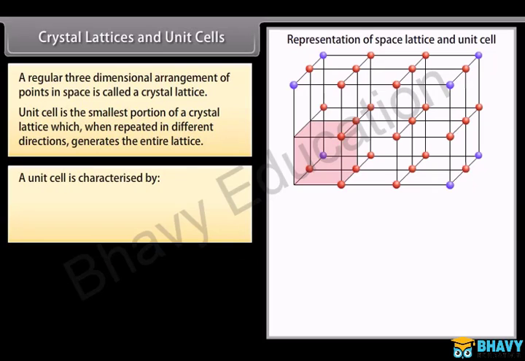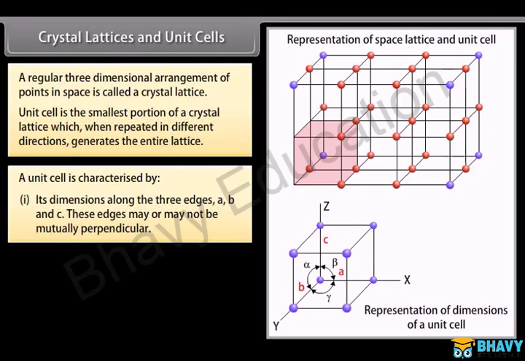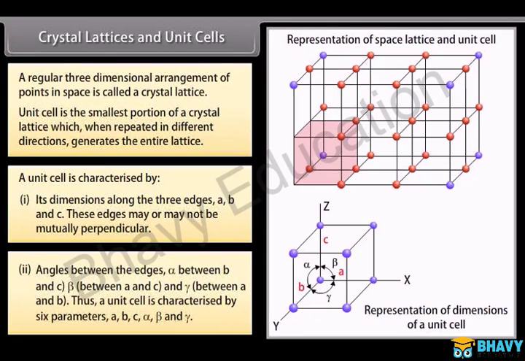A unit cell is characterized by 1. Its dimensions along the 3 edges A, B, and C. These edges may or may not be mutually perpendicular. 2. Angles between the edges: alpha between B and C, beta between A and C, and gamma between A and B. Thus, a unit cell is characterized by 6 parameters: A, B, C, alpha, beta, and gamma.